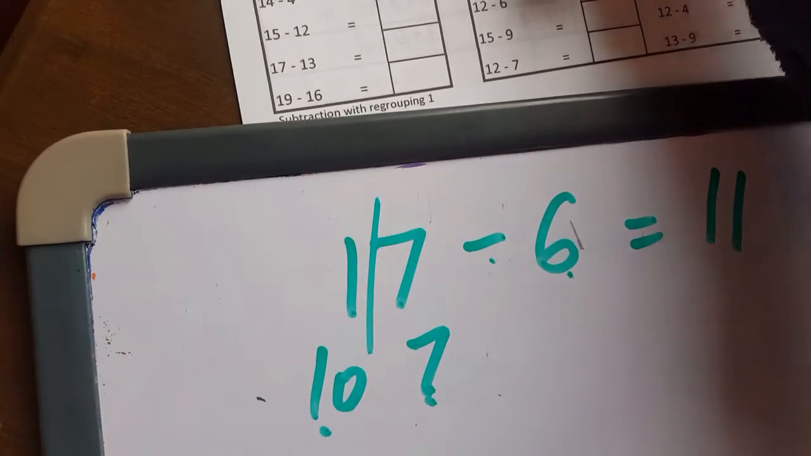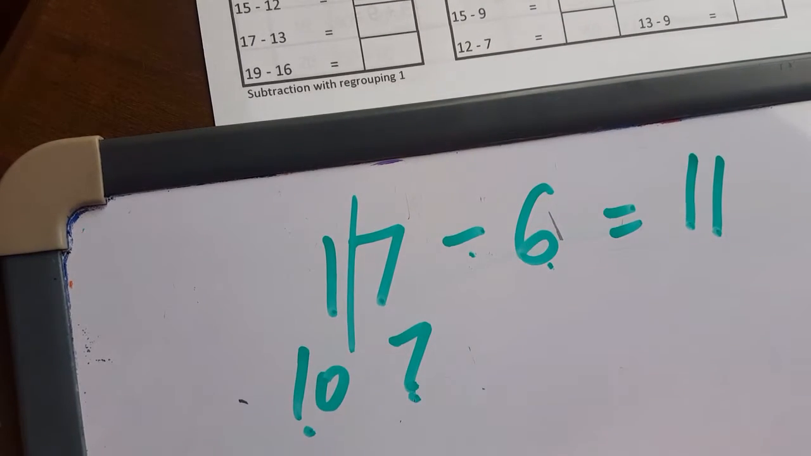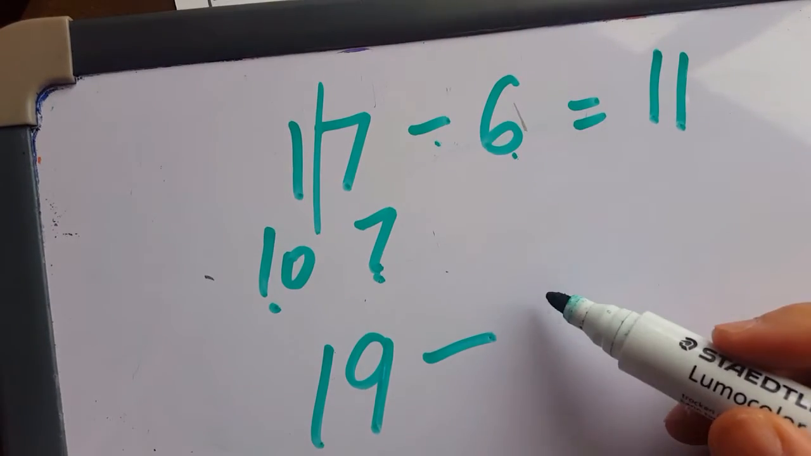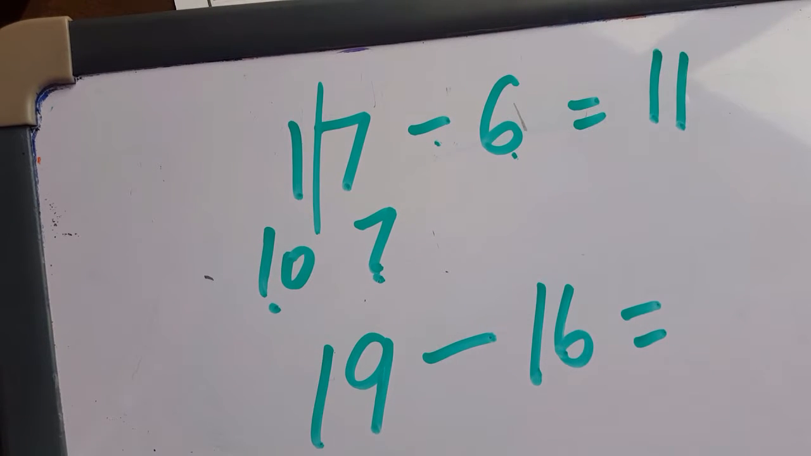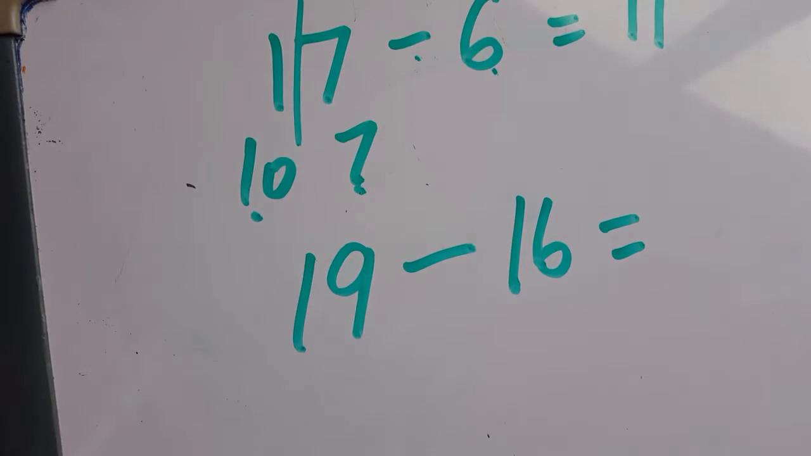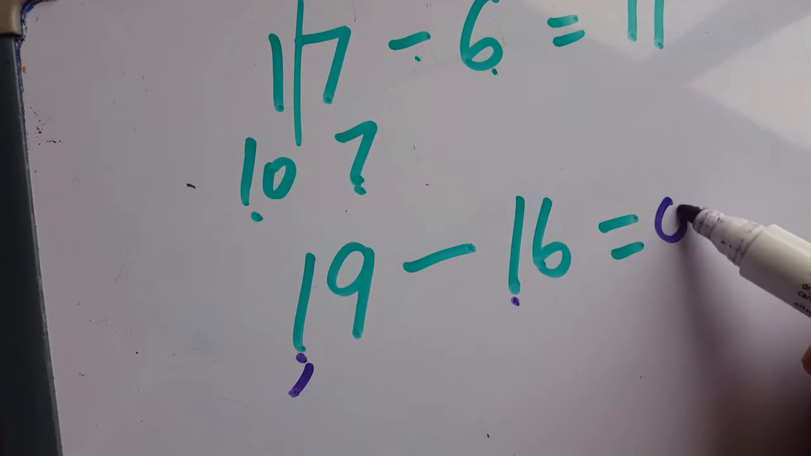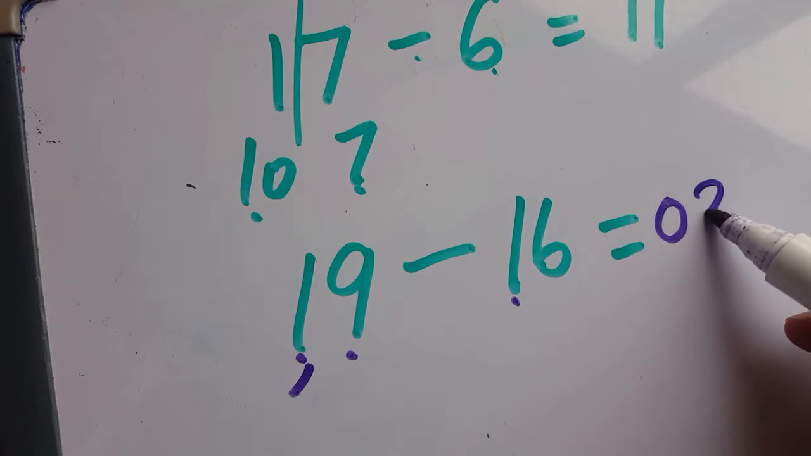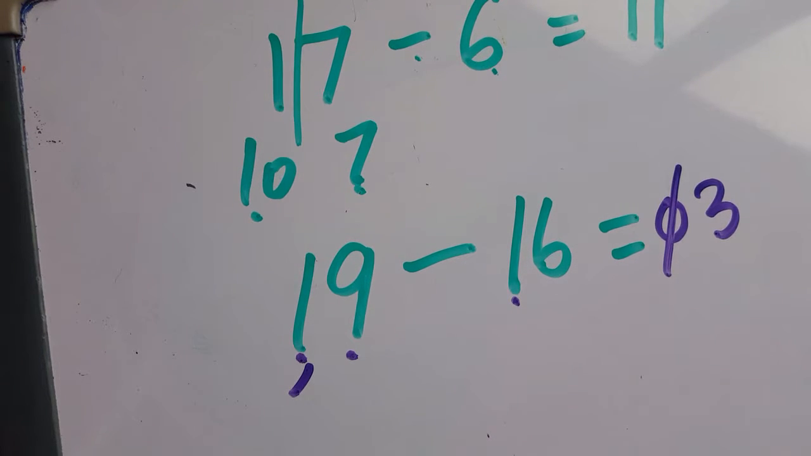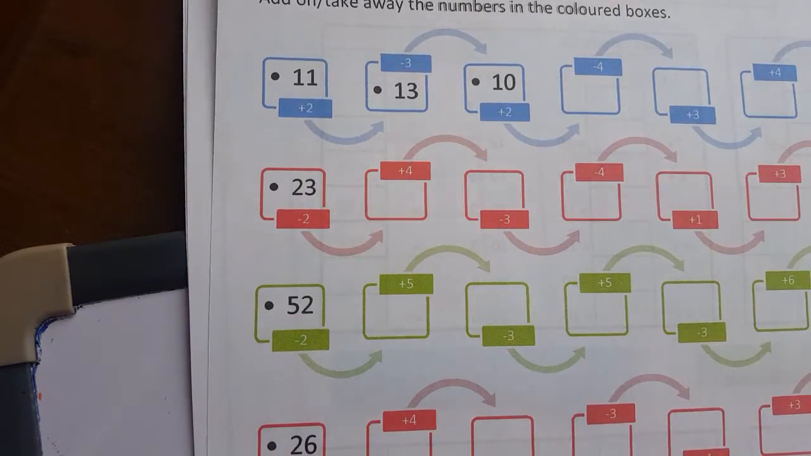Now, some children will get a bit muddled up by a question like 19 take away 16, for example. Again, tell them on the subtraction, I recommend we always work 10s to the 10s and then units to the units. Do the 10s first. So 10 take away 10 is 0. 9 take away 6 is 3. So 0, 3, but we usually discourage them from writing down the 0 in front of the 3, just the 3 units.